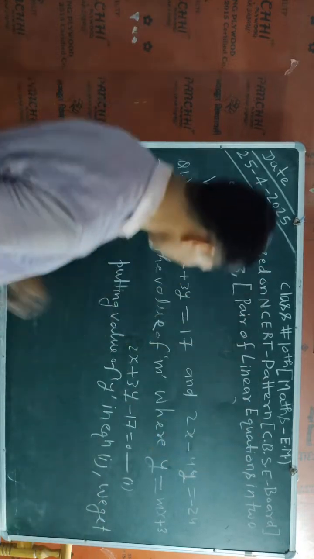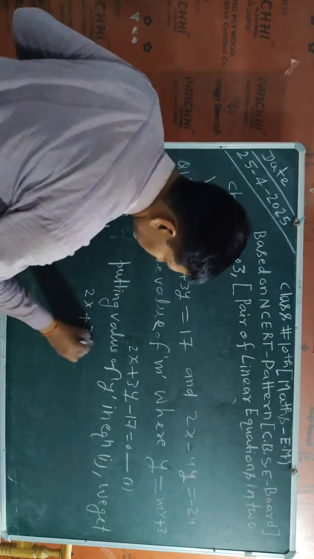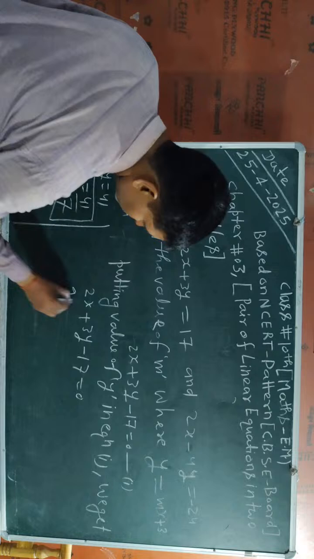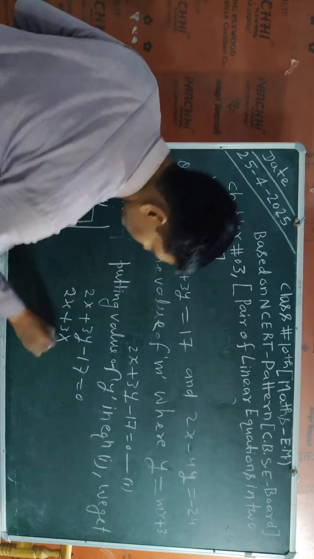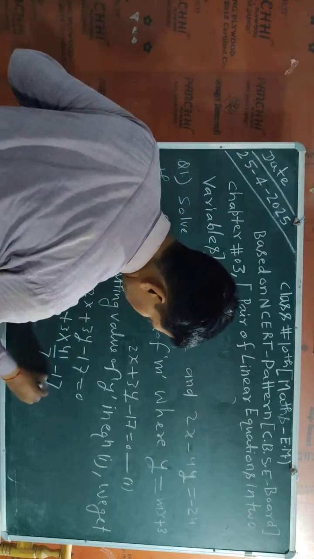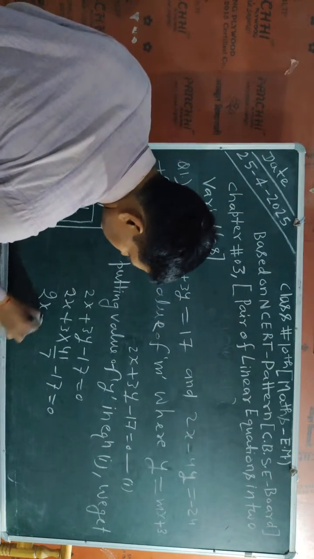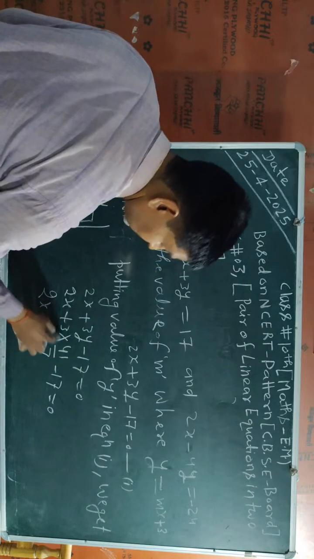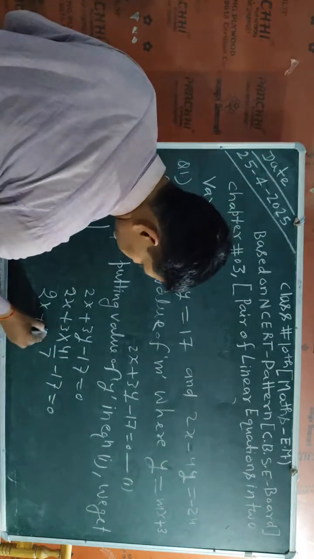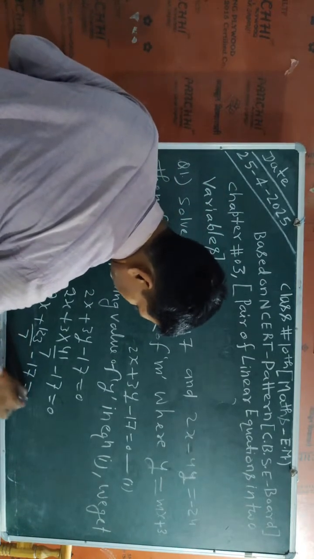So here I will first write the same equation, 2x plus 3y minus 17 which is equal to 0. Here I will put 2x plus 3 into, in the place of y, 41 divided by 7, minus 17 which is equal to 0. Okay student, again I will simplify: 2x, and I will multiply 41 into 3, that will become 123, divided by 7 minus 17, which is equal to 0.